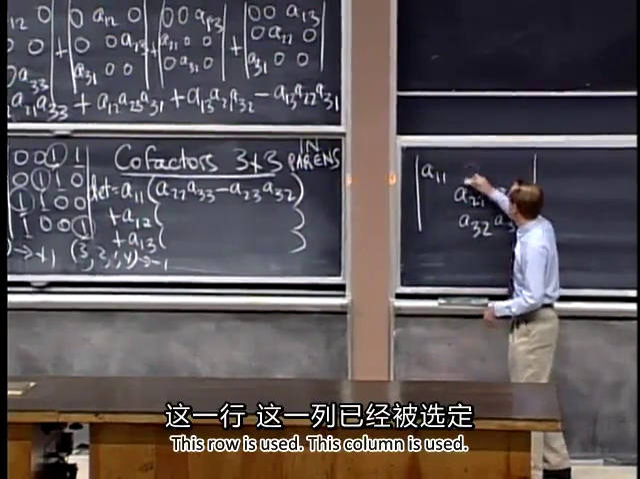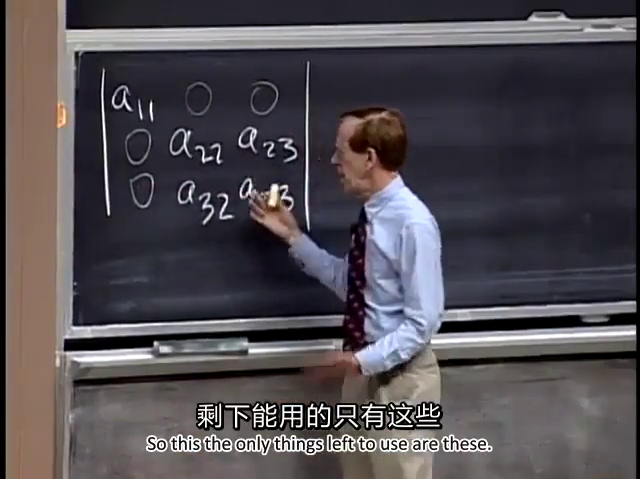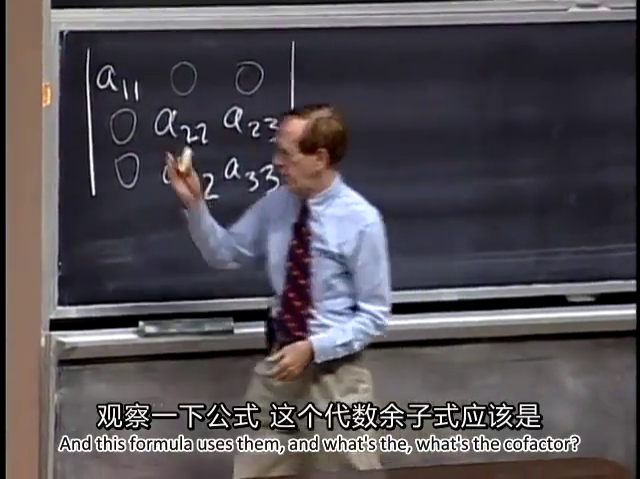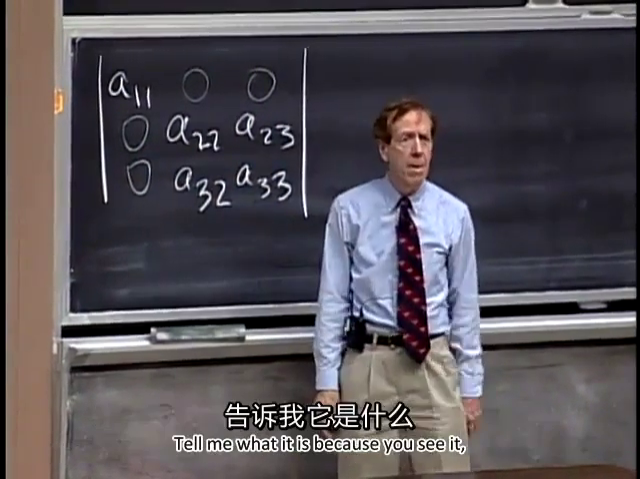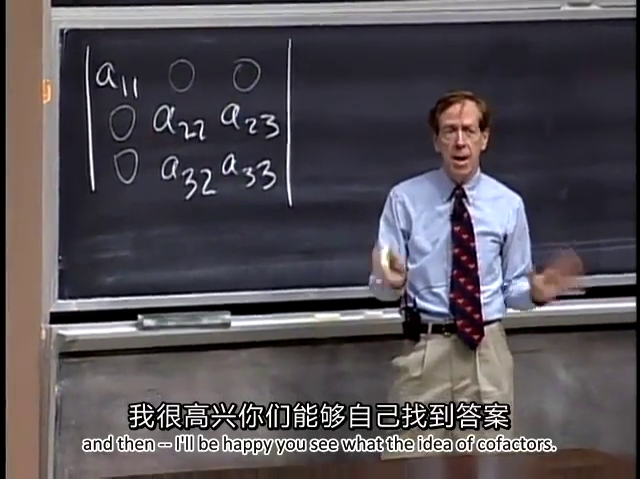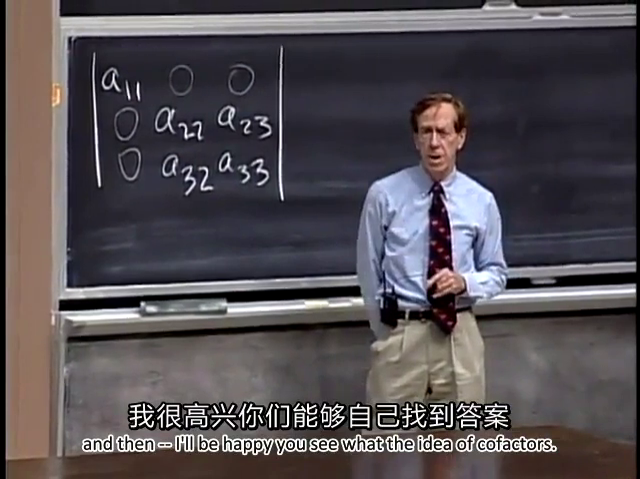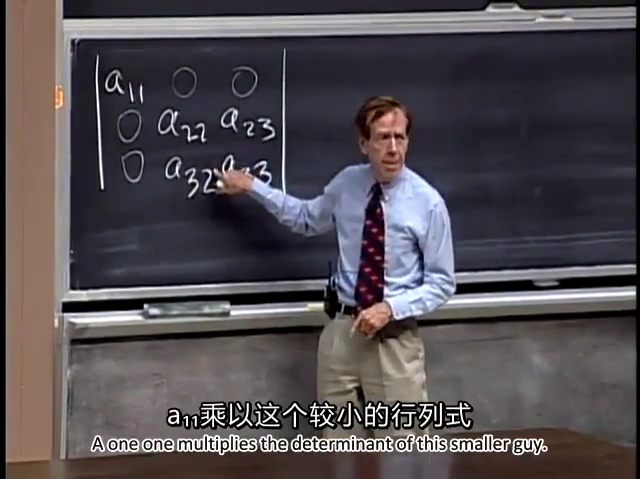This row is used. This column is used. So the only things left to use are these. And this formula uses them. And what's the cofactor? Tell me what it is, because you see it, and then I'll be happy you see what the idea of cofactors is. It's the determinant of this smaller guy.